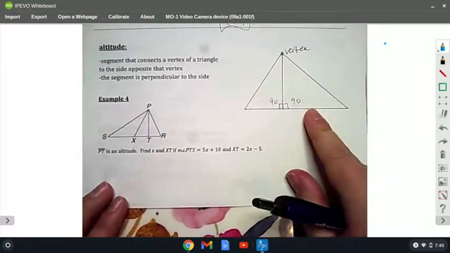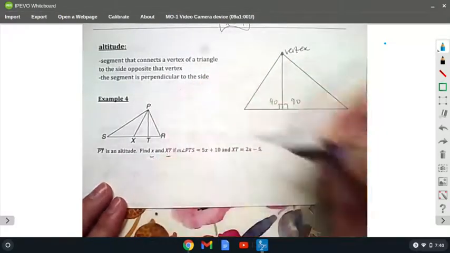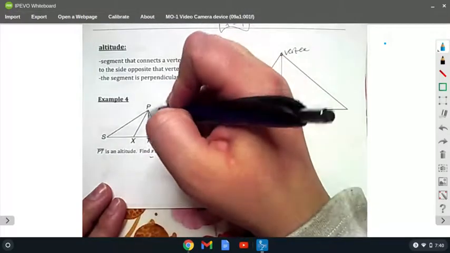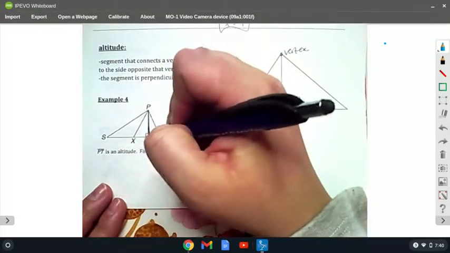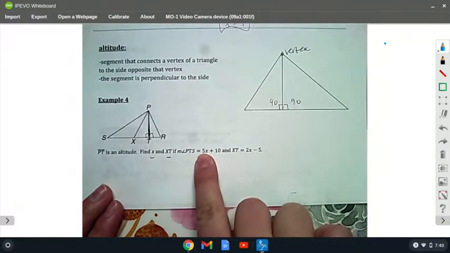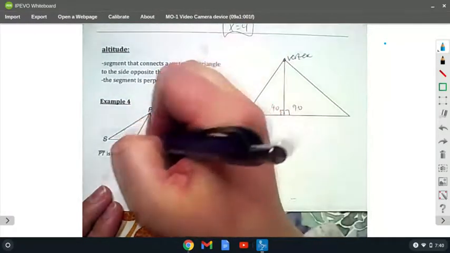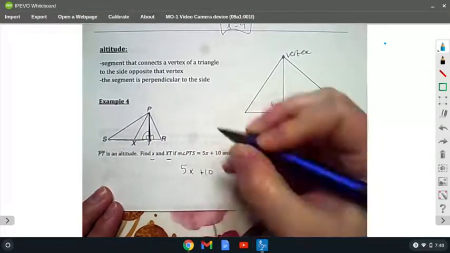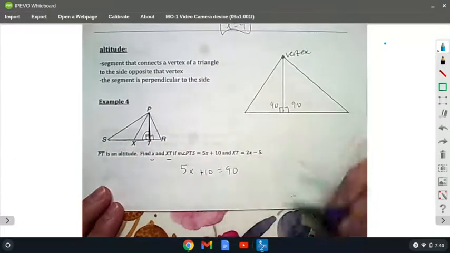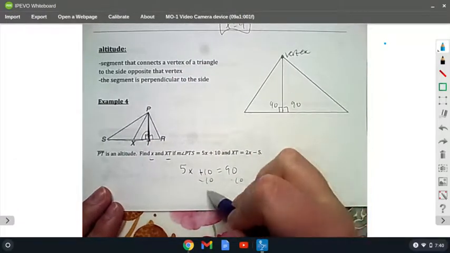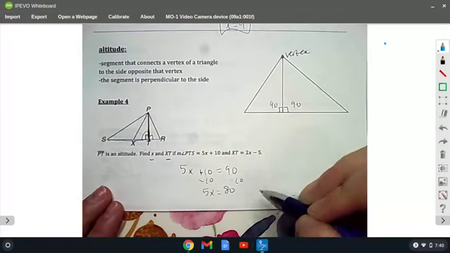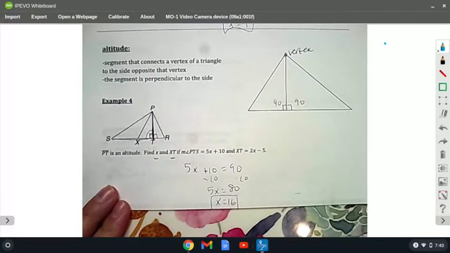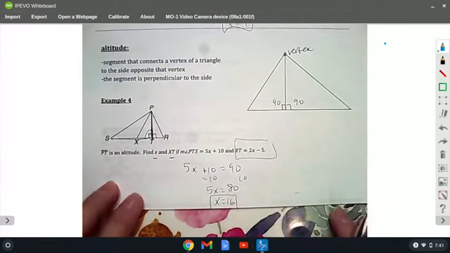So if I'm looking at this problem here, they want us to find x and XT, given that PT is an altitude. So PT is coming down and making those 90 degree angles. PTS, so this angle here, is equal to 5x plus 10. And we also know it should be equal to 90. We just labeled that. So I can take away 10 from both sides. I get 5x equals 80. So x is 16.